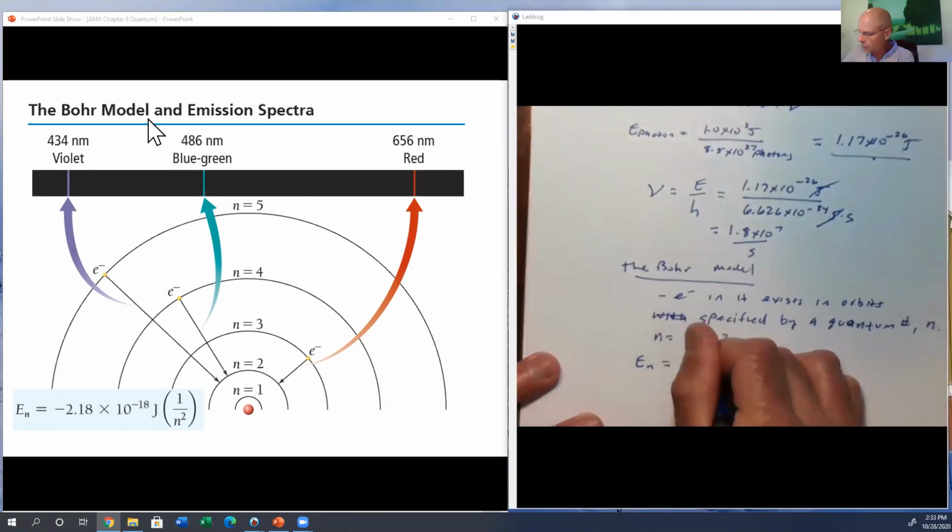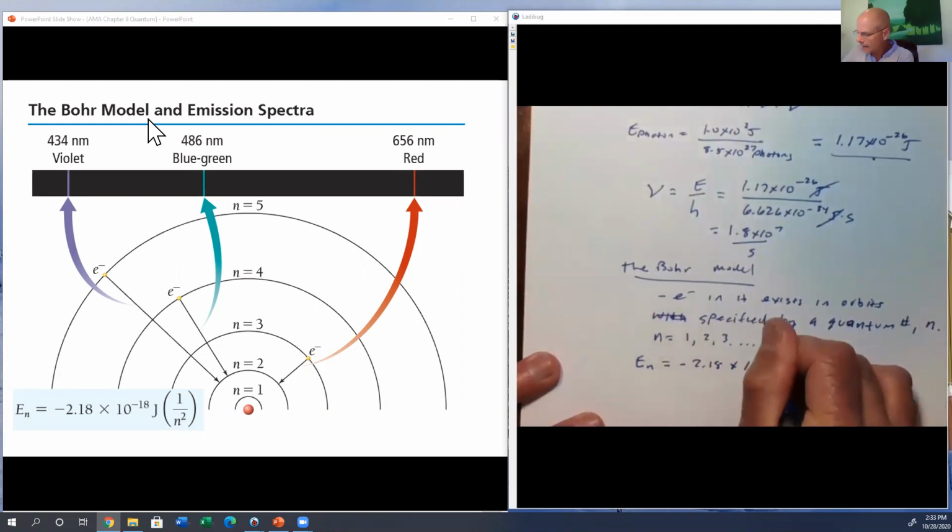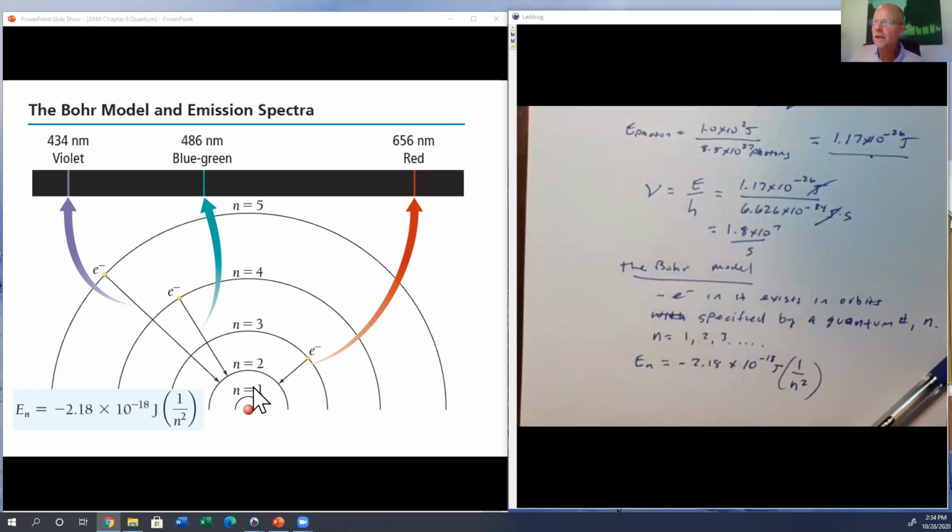E sub n was equal to negative 2.18 times 10 to the minus 18 joules times 1 over n squared. So you get a picture of the hydrogen atom where the electron can be in this orbit at this distance from the nucleus, which is some energy. Or it could be here, this distance from the nucleus, which is a little bit higher energy, or this distance from the nucleus, which is even higher energy. But it can't be in between. Notice how this is different than, say, the planets orbiting the sun. The Earth could be a few hundred miles closer to the sun, or a few hundred miles further away. Any planet could be really anywhere in the orbit. But that's not the way electrons behaved according to the Bohr model. The Bohr model said that electrons could only be in these orbits.